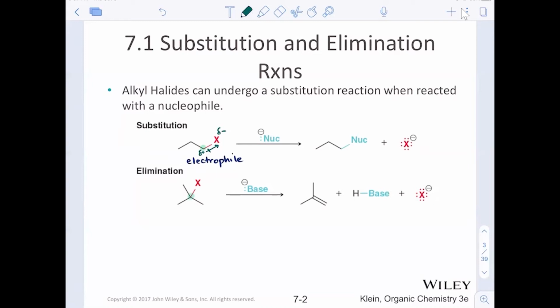Now for substitution, our nucleophile is going to replace the sigma bond that was the alkyl halide bond. So in a substitution, our definition is going to be one sigma bond replaces another sigma bond.